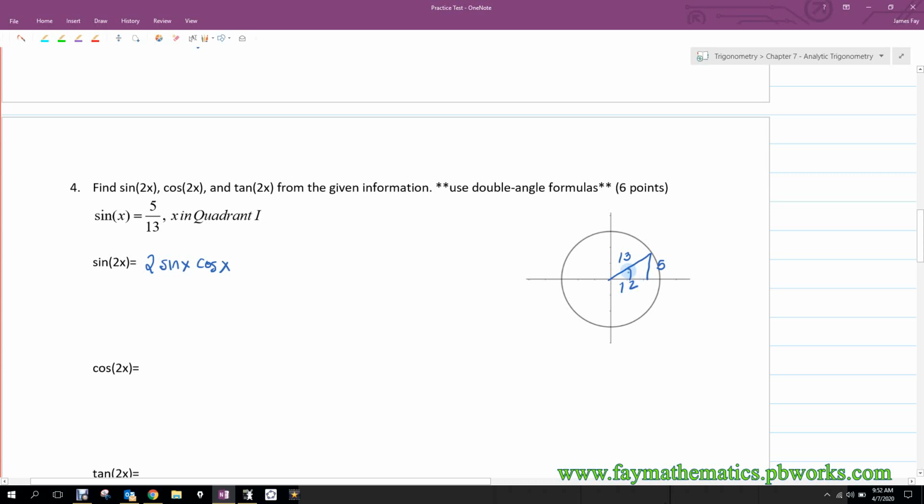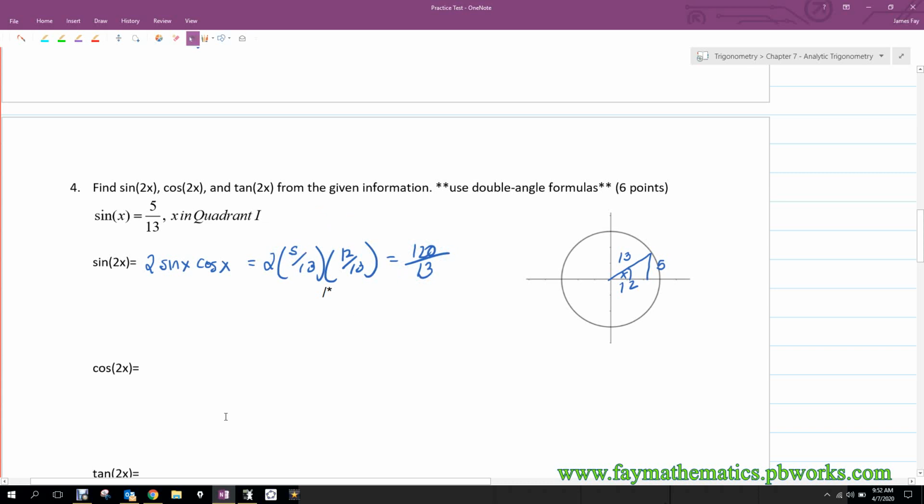And remember now, that angle there, that's x. So now I need to go through and just substitute. So I'm going to go 2 times sine of x, which is 5/13, and cosine x is 12/13. So then we're going to get 120/169.